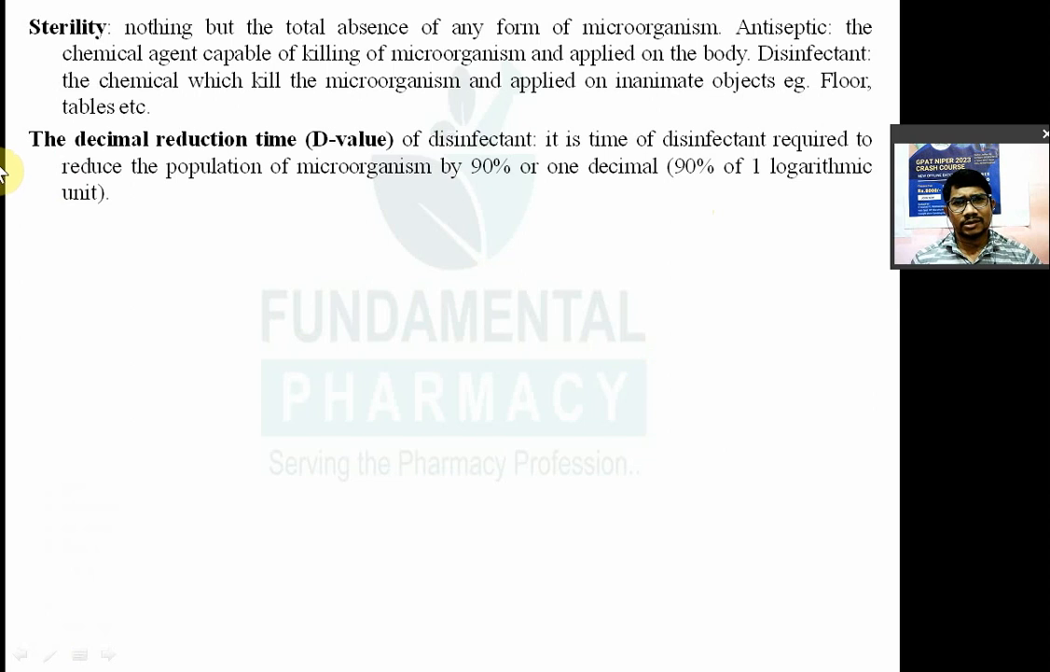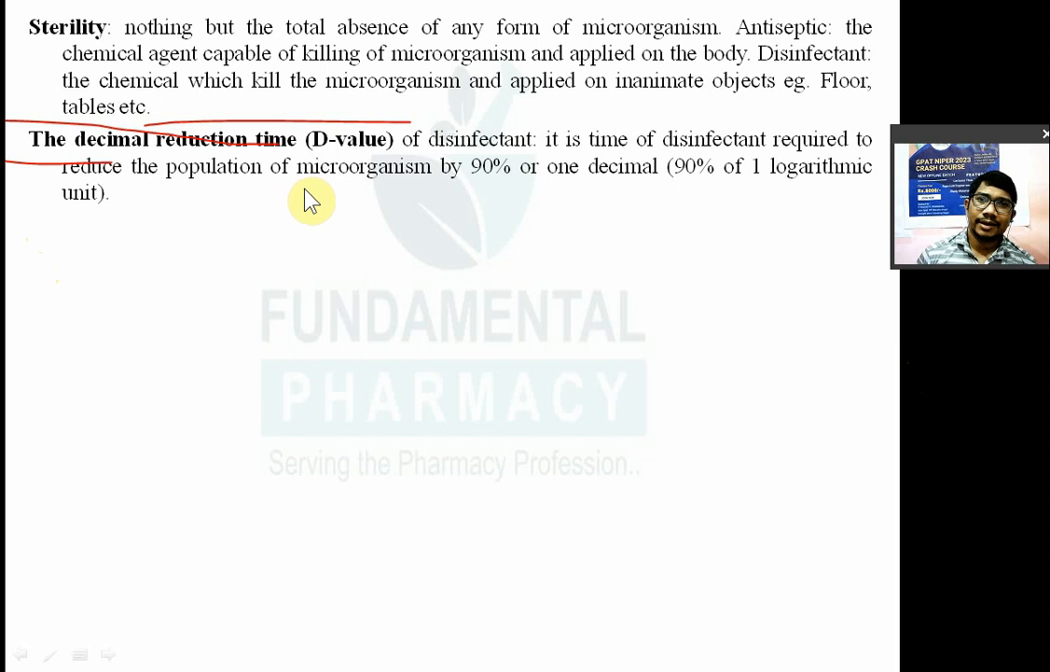The decimal reduction time, or it is also known as D value. The decimal reduction time or D value of a disinfectant is nothing but the time of the disinfectant required to reduce the population of microorganisms by 90%.